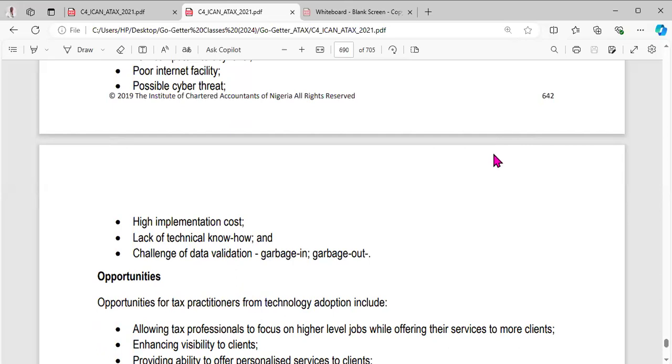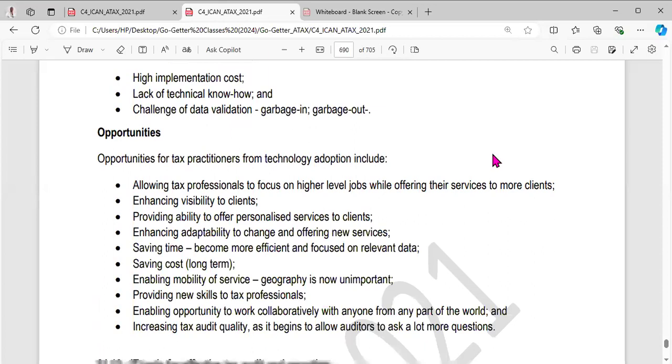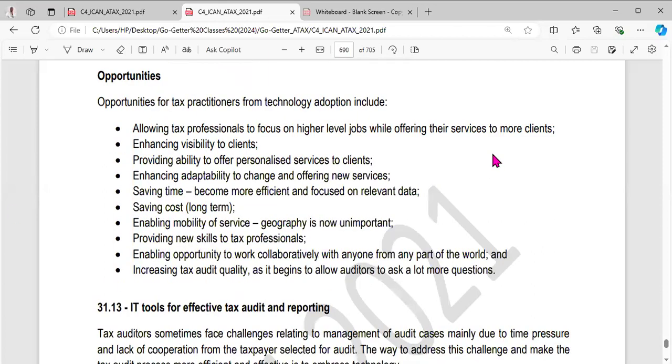What are some of the opportunities we have here for tax practitioners? One, it will allow tax professionals to focus on high-level jobs when they serve their clients. They will be more visible to clients because of digital or technology presence. It's not that they are going to be seeing them physically, but visibility to clients digitally will be there. They'll be able to offer personalized services to clients. Then they are also going to adapt to change. Like when COVID-19 came, they adapted to change and offered new services, right?